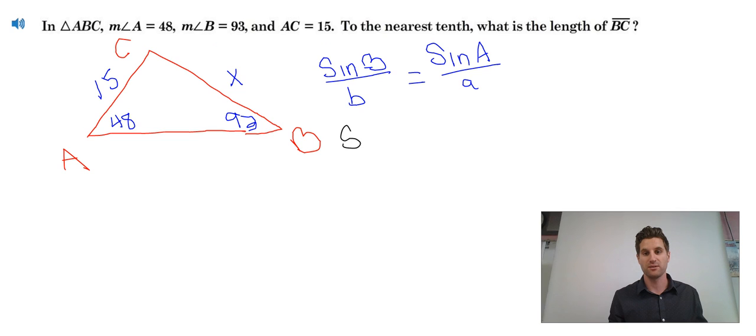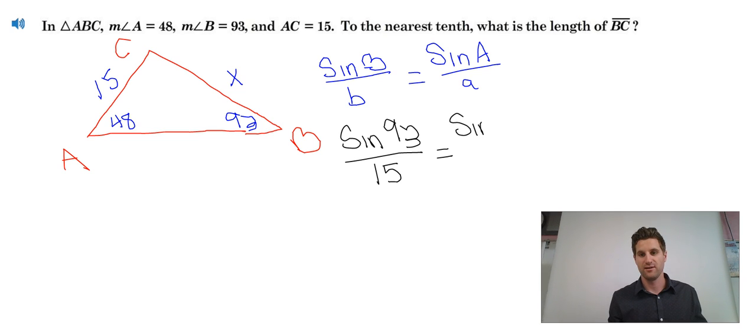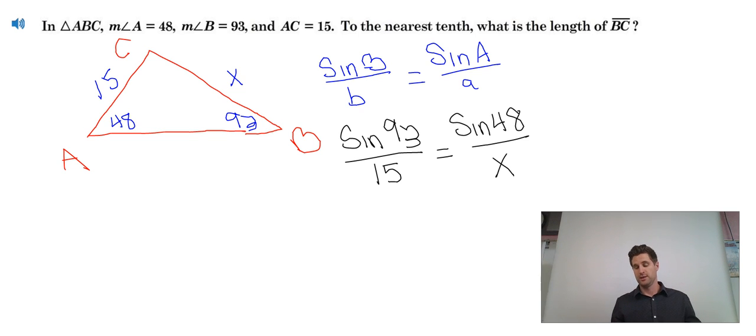Sine B becomes sine of what is the measure of B? 93 degrees. And what's across? What's little b? 15. Equals sine A is 48, so sine of 48 over what's across? x. So we have the piece that we want, and we can now solve this. This is a proportion, right? Law of sines uses proportions: the sine of the angle over its opposite side equals the sine of the angle over its opposite side.